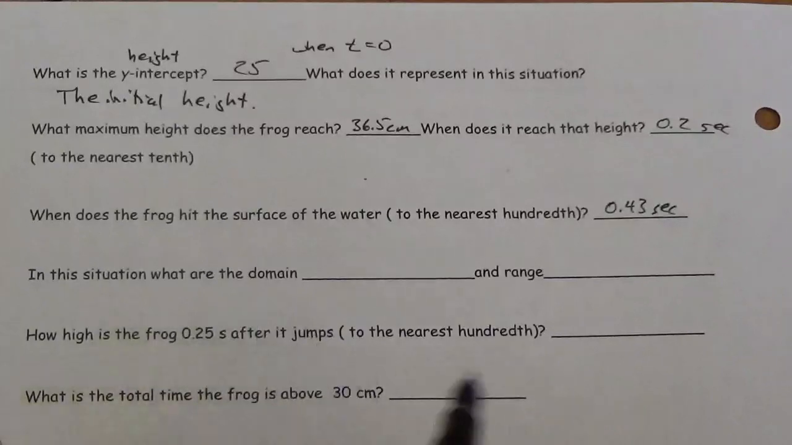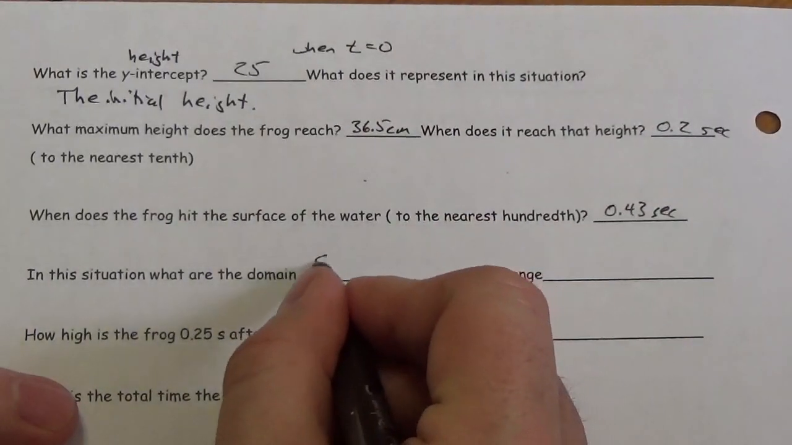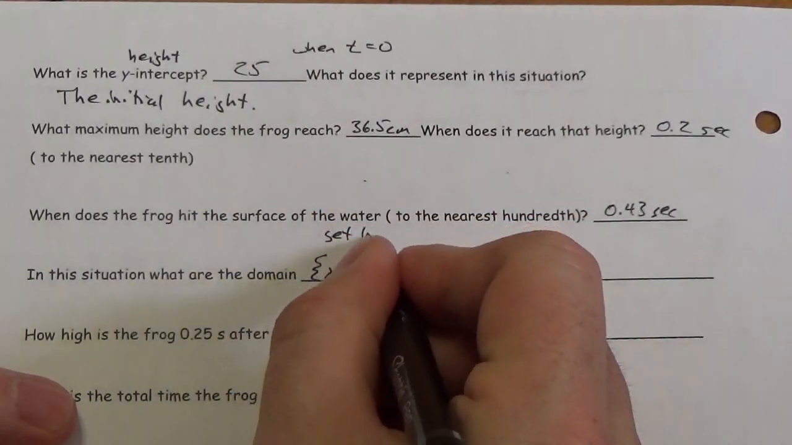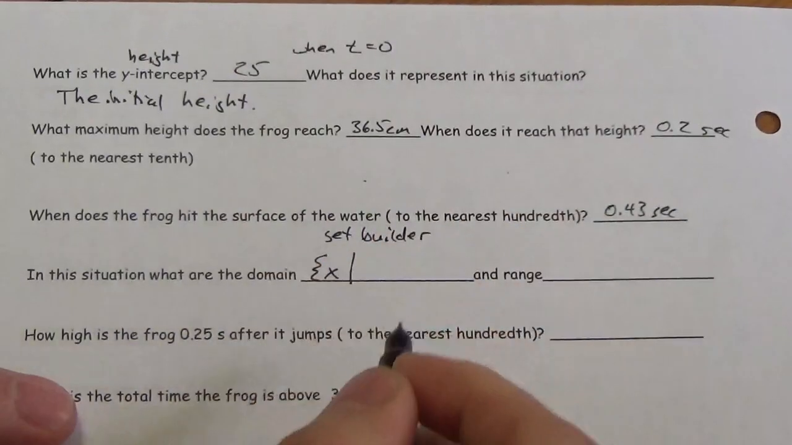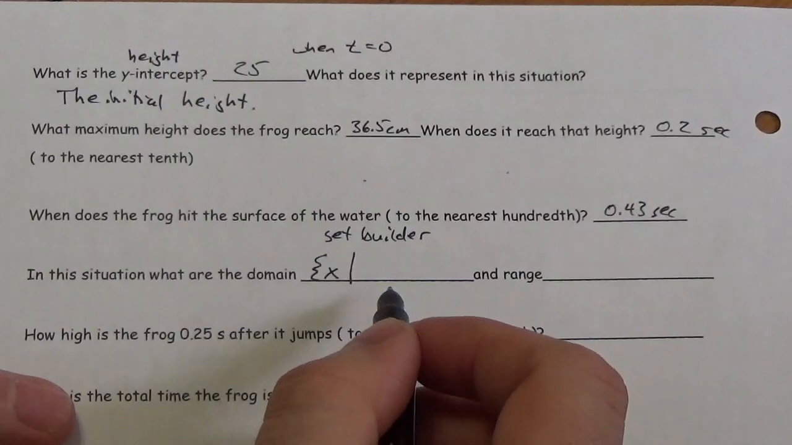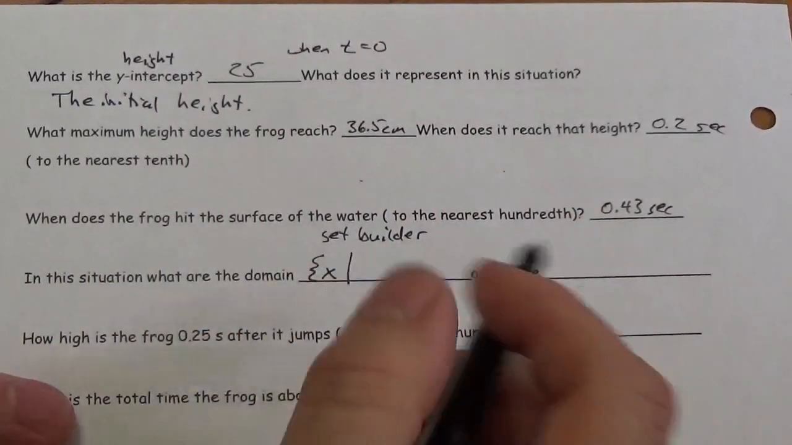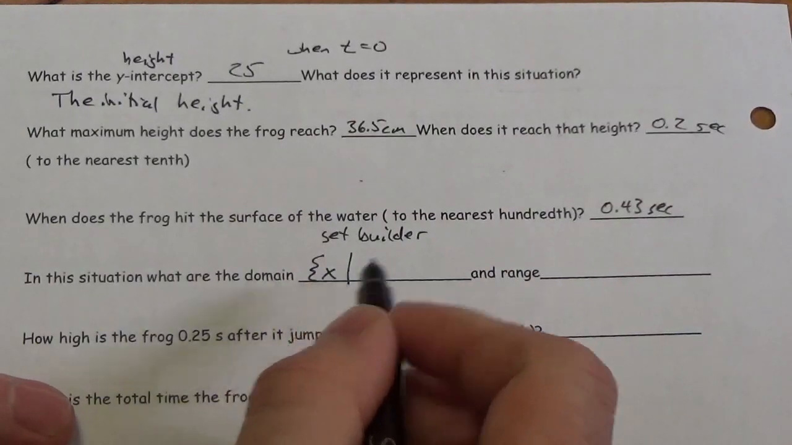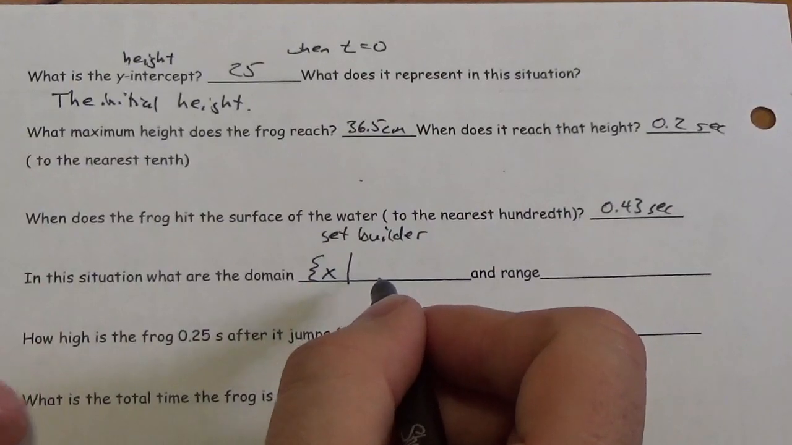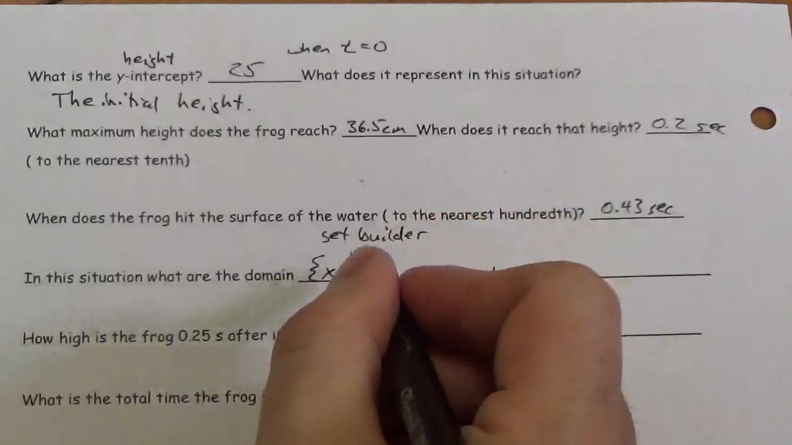In this situation, what are the domain and the range? Okay, well, the domain is going to be the set of x values. I'm going to do this using set builder notation. Actually, I take that back. I'm just going to use set builder notation for both of those. I'll be consistent this time. It's going to be the set of x values such that, well, the minimum x value that this parabola really makes sense with is going to be 0, because that's when the frog jumps.